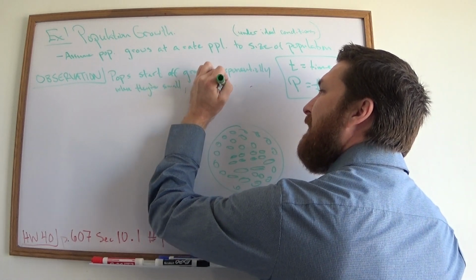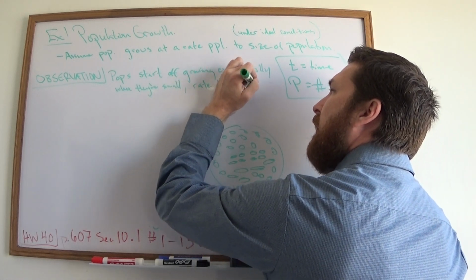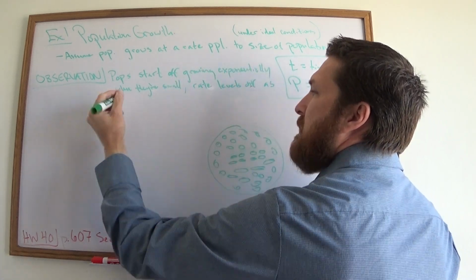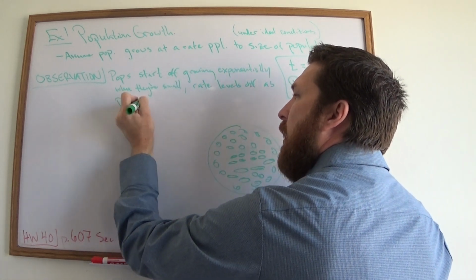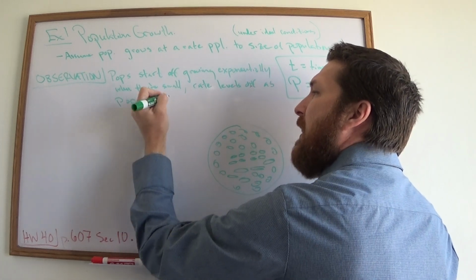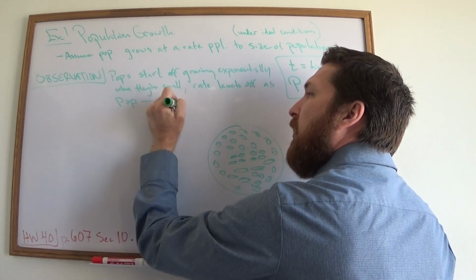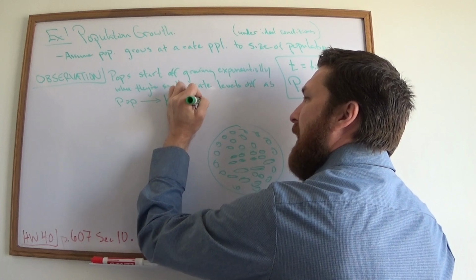But the rate levels off as the population approaches some maximum value we call K, which is the carrying capacity.